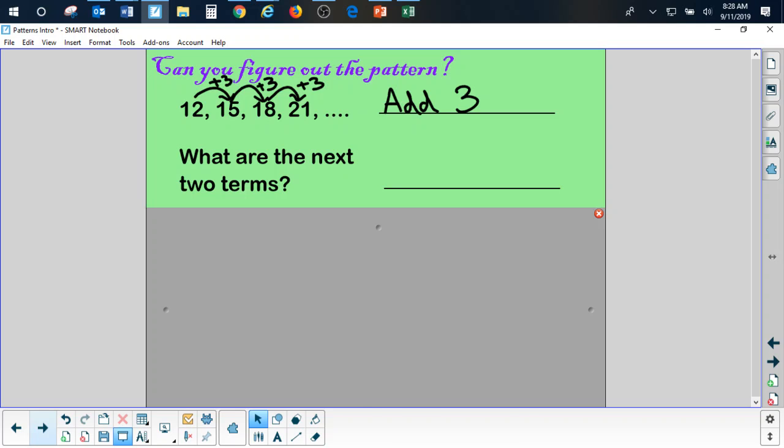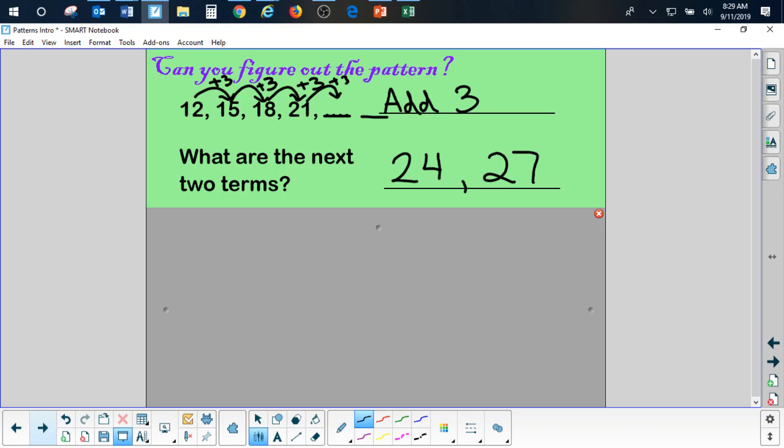Now I want us to figure out the next 2 terms. So in order to figure out the next 2 terms, that would be term 5 and term 6, we would just continue that pattern where we left off. So the last number is 21. To get the fifth term, you're going to add 3 again. 21 plus 3 is 24. And then the next term after will be 24 plus 3, which is 27. So we figured out the next 2 terms using the pattern that we figured out previously.